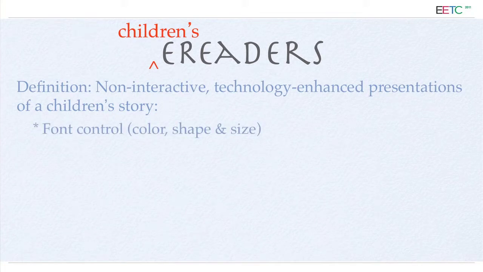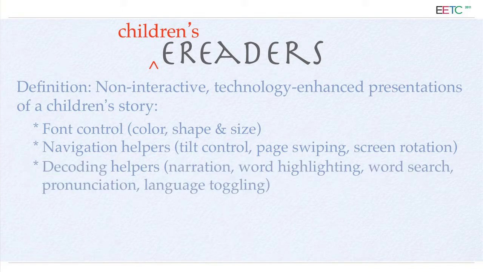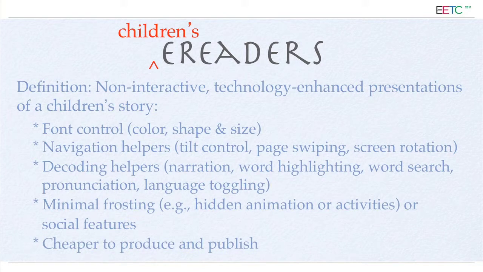Some factors to look for: font control, shape, color, size, which is great. If you have problems reading or seeing the screen, you can make the screen bigger. Navigation controls, page swiping, screen rotation. These would all be in a Kindle. Decoding helpers, narration, word highlighting, language toggling, very minimal frosting, and cheaper to produce and publish.